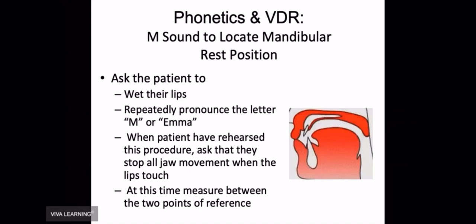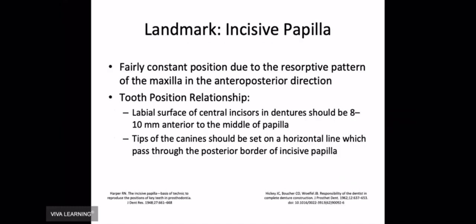So what I end up doing is I place a dot on their nose, a dot on their chin. We mark it at biting, then we have them say those words and we measure the distance and it tells us the space. Very simple method for a quick identification of the rest position. Then we look at the anatomy.